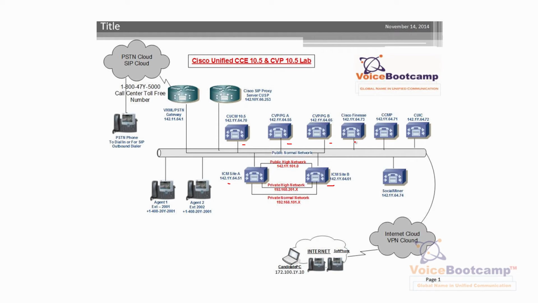We have Cisco Finesse for agents to use to log in and accept calls. We have CCMP, which is the management portal for managing the system. And then we have Cisco Unified IC, which is Intelligence Center, more for reporting purposes. We have Social Miner for email management. We have Cisco SIP proxy server, and then we have a Cisco router that is acting as voice gateway, VXML gateway, as well as PSTN gateway.